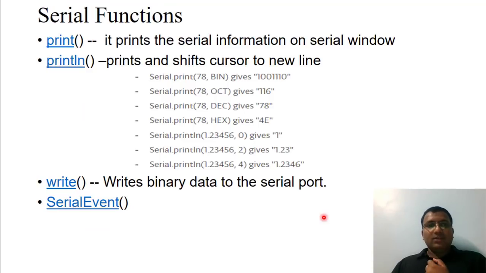Then we have a print function. It prints all the information over the serial window. Println will print all the information on the serial window with a new line, so each and every time it shifts the cursor to the new line.